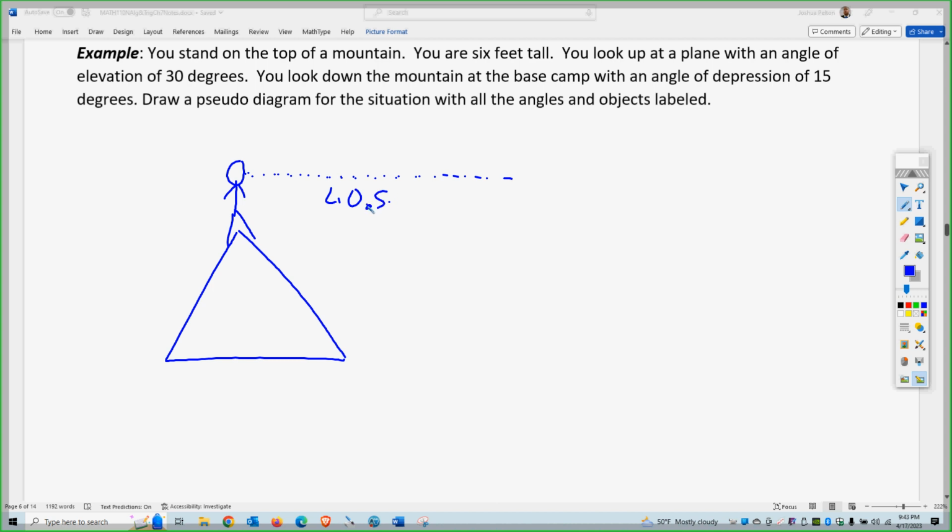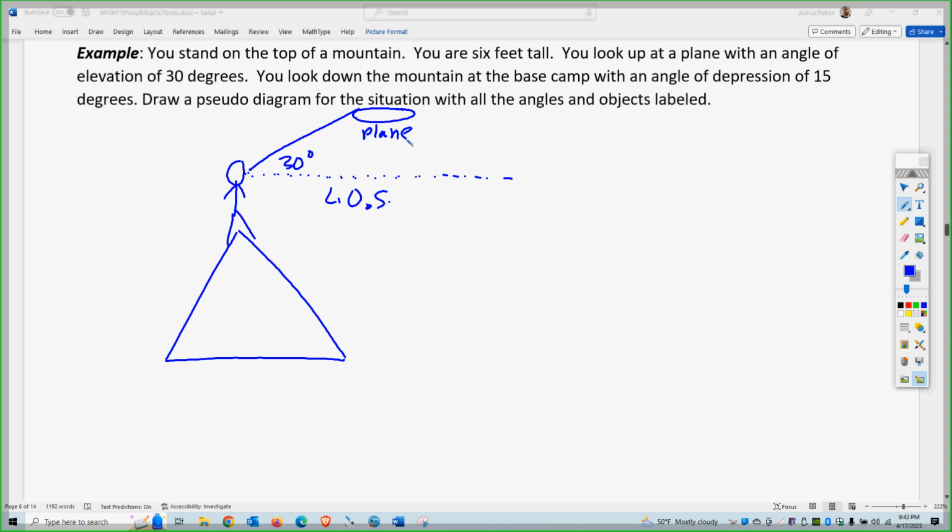So there's a plane in the air. So I'm going to look up, right? And then this is 30 degrees. And here is my plane, right? So that is my angle of elevation because it says the plane is 30 degrees in the air. That's the angle of elevation.